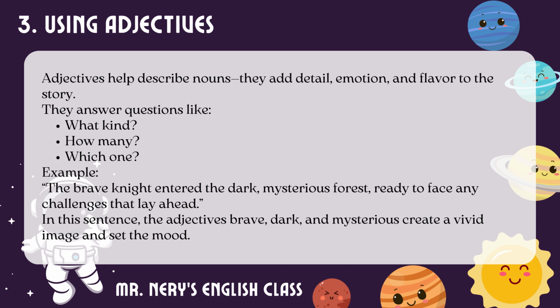3. Using adjectives. Adjectives help describe nouns. They add detail, emotion, and flavor to the story. They answer questions like: what kind? How many? Which one? Example. The brave knight entered the dark, mysterious forest, ready to face any challenges that lay ahead. In this sentence, the adjectives brave, dark, and mysterious create a vivid image and set the mood.